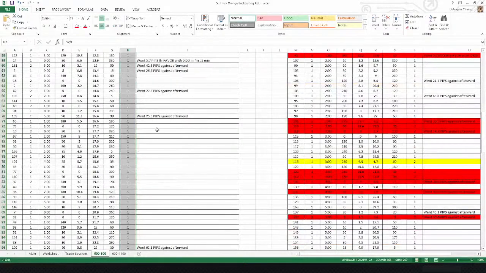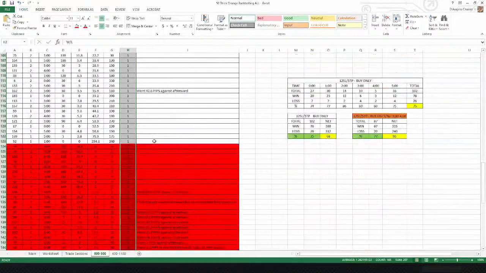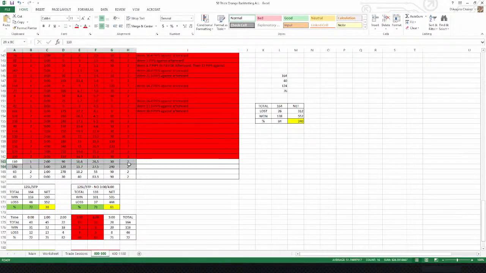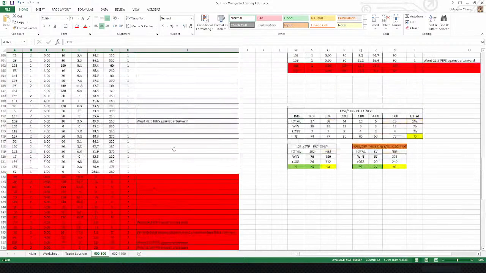Okay. So here are the twos. So right here, okay. 18.6, and then went 26.5, 13.7, 27.5, 18, and 55. Yep, so those are losers. Good, so those are already marked correctly.